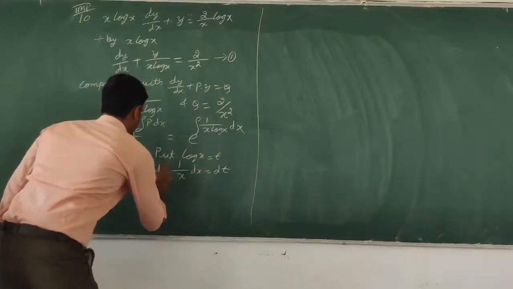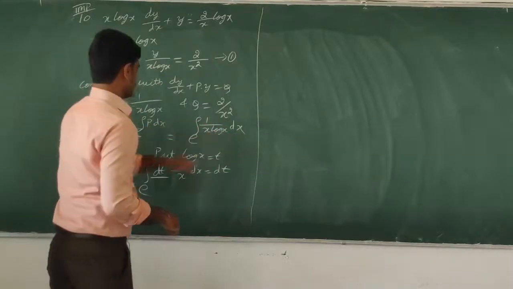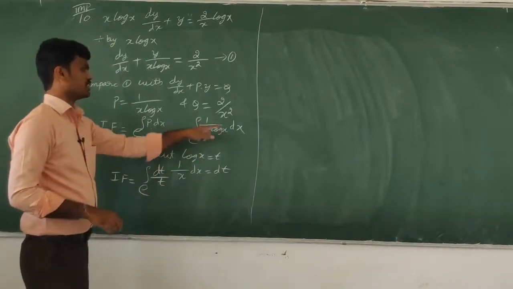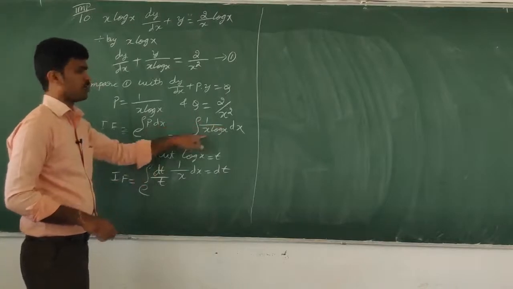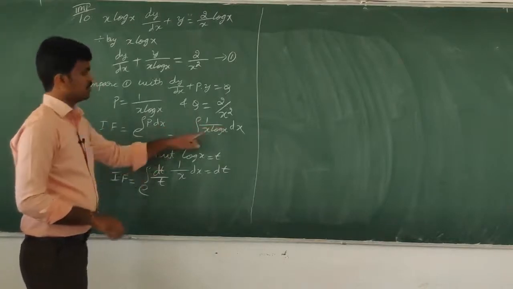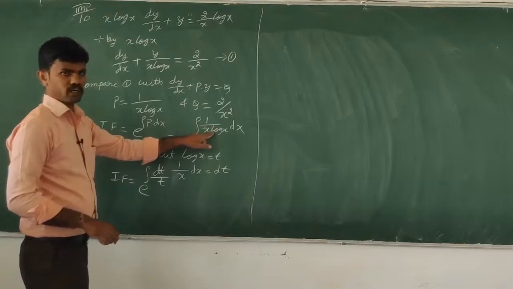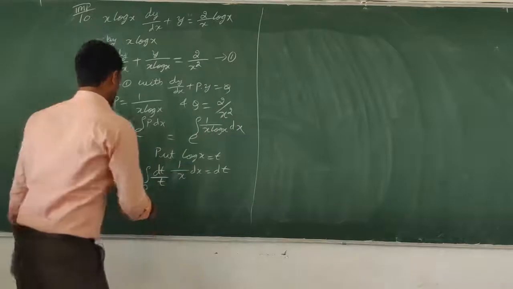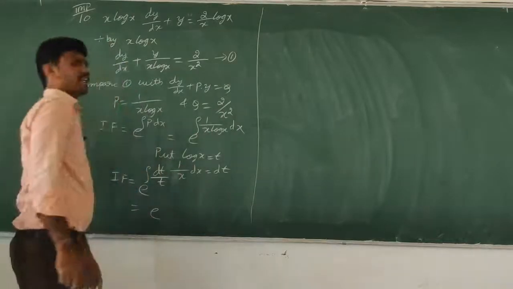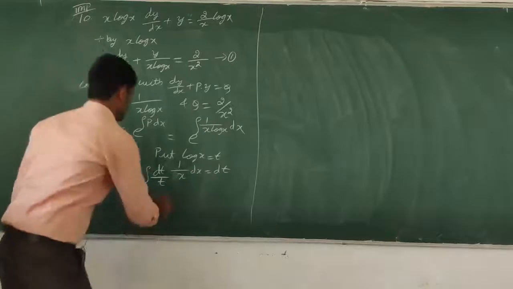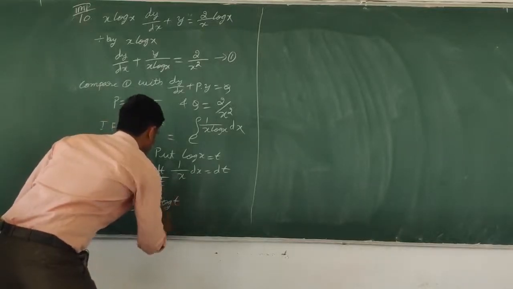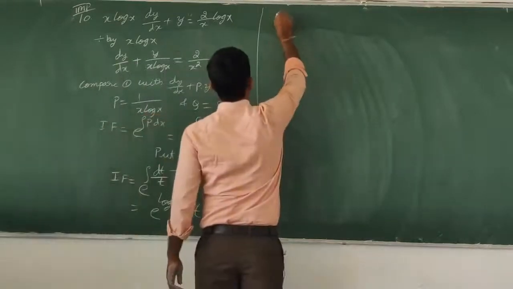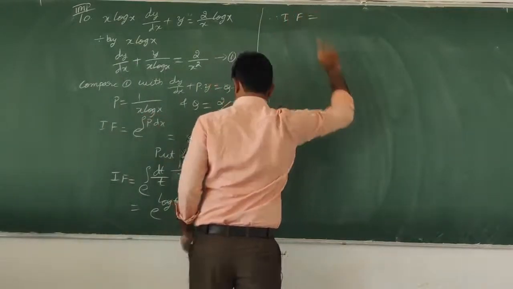First I wrote its value, dt divided by log x is nothing but t. The value of log x becomes t. Look, this is very important. 1 by x into dx is dt in the numerator, divided by log x, and log x is nothing but t. So it becomes dt by t. So this is equal to e to the power integration of dt by t, which is log t. Now exponential and log cancel, remaining is t. Therefore integration factor is t.